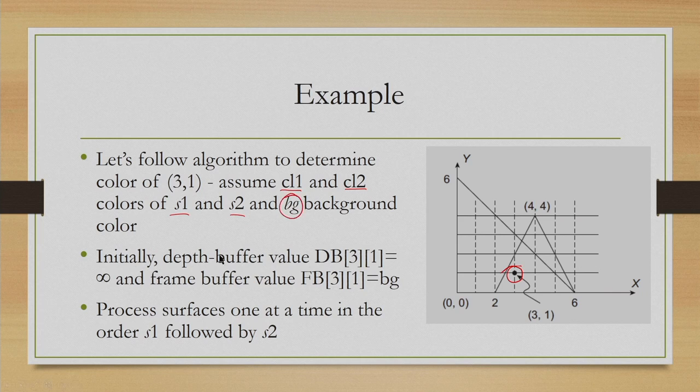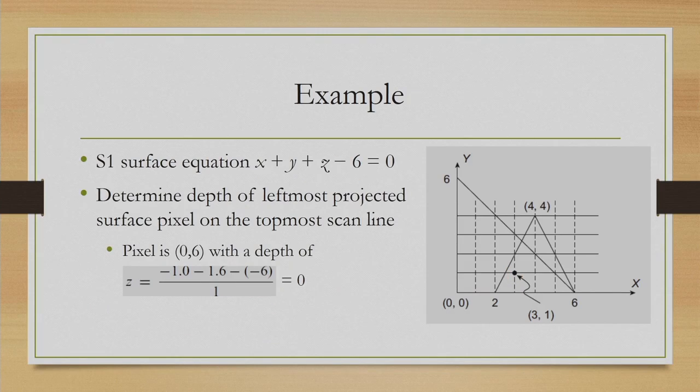Initially the depth buffer values are set at a very high value and frame buffer values are set to be the background color, and then we follow the algorithm steps. We process the surfaces one at a time in the order S1 followed by S2. Now, let us start with S1. What happens?